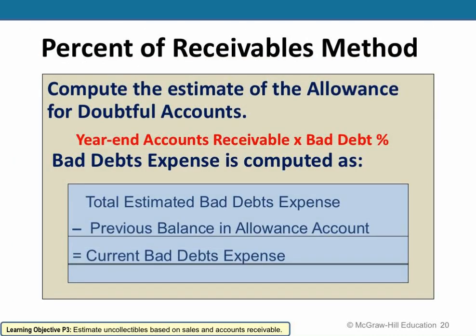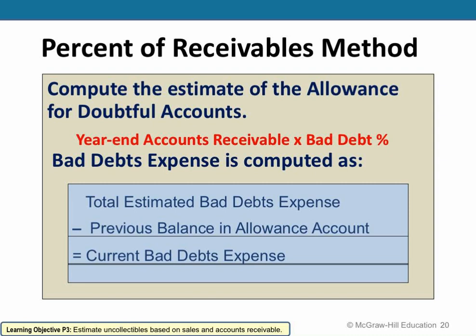The percent of receivables method is going to be the other way to estimate it. What we're going to do here is look at everything that's owed to us and ask what percent of what's owed to us we think we're not going to get. And we're going to find out how much we had left over previously in that allowance for doubtful accounts. How much of it do we think we're not going to get? And then we're going to take a bad debt expense to catch up to it.